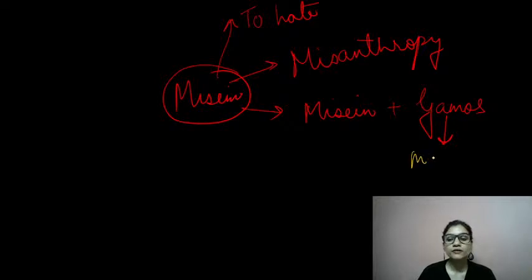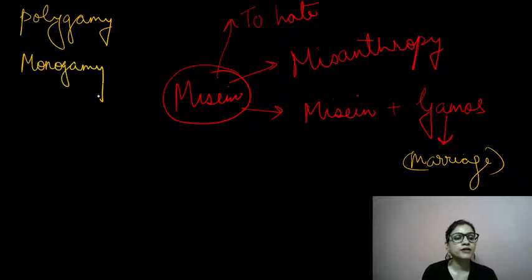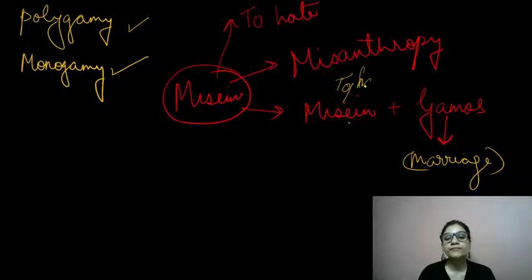Gamos का मतलब क्या होगा? Gamos is marriage or partner. That is what we refer to, right? You know this word polygamy, monogamy, right? Absolutely, guys. So all of us know these words. Polygamy means many marriages, monogamy means single marriage, gamy is marriage, right? So gamos refers to marriage, right? So if I combine this word misane plus gamos, what do I get? What do I get when I combine these words, guys? I get misogamy.